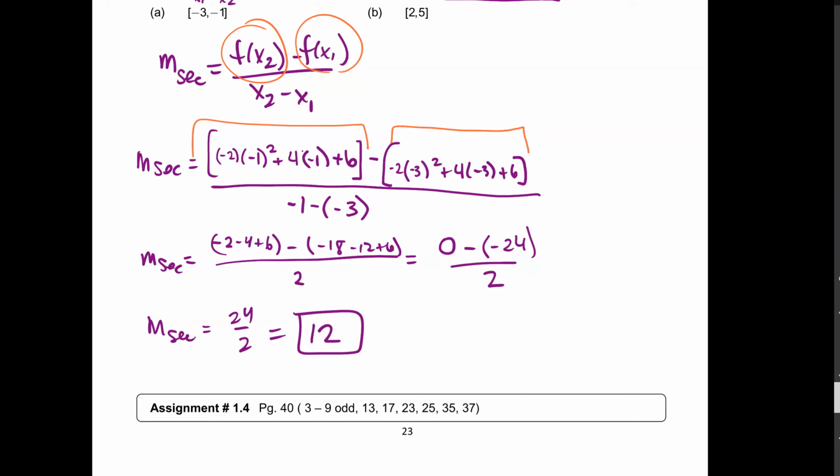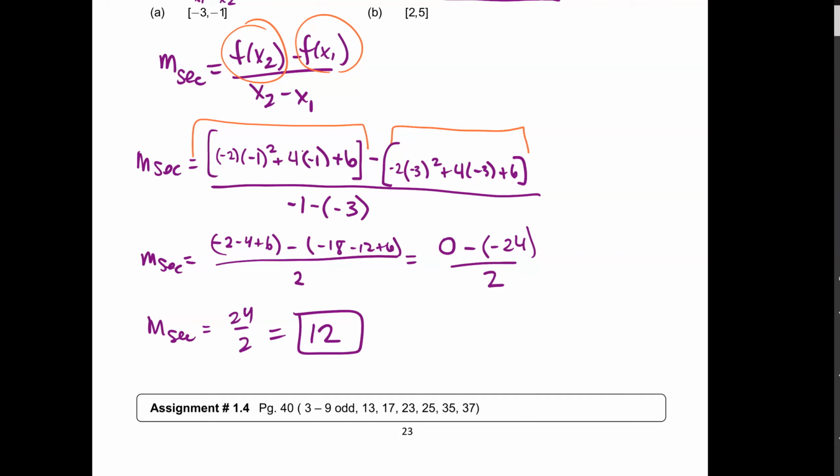Will you always give us these numbers, or do we have to find it on a graph? You may have to find it on a graph, but it doesn't matter which ones. If I want the average rate of change in the first 2 seconds, that's from 0 to 2. So 0 is your first, 2 is your second.